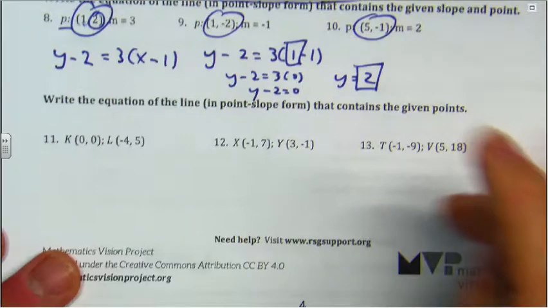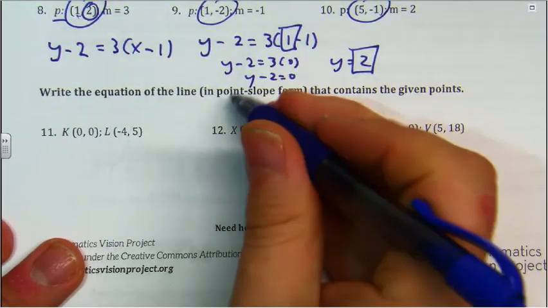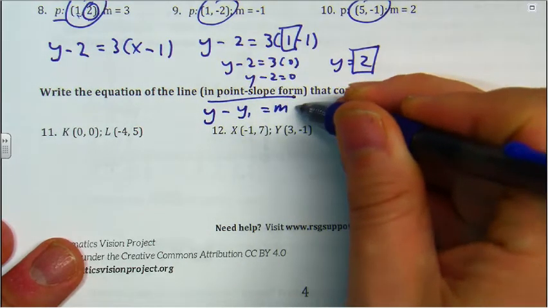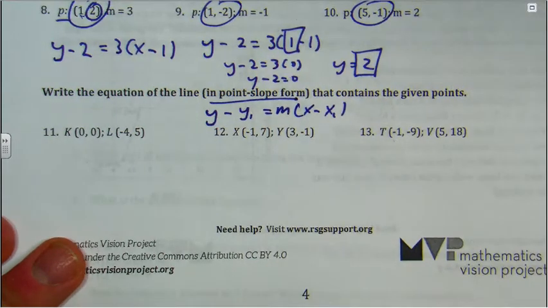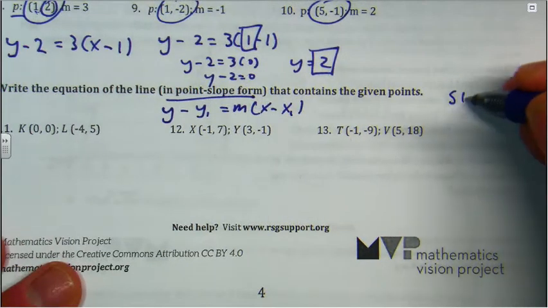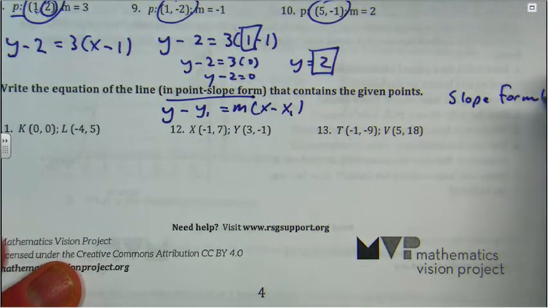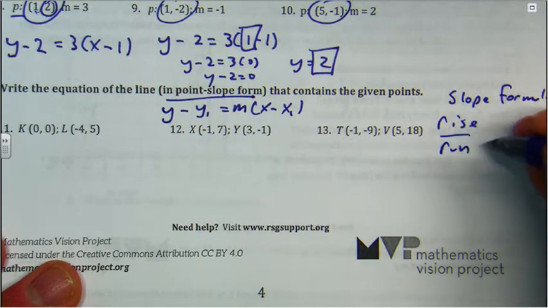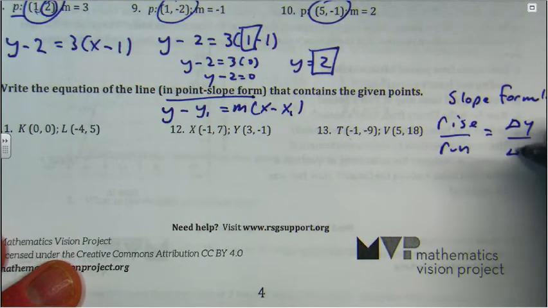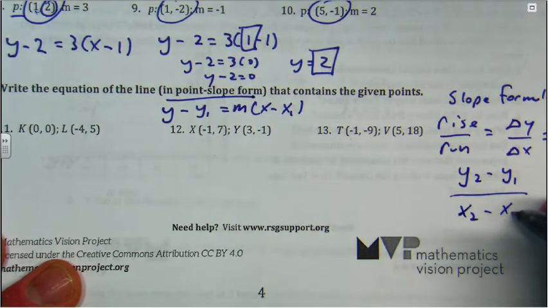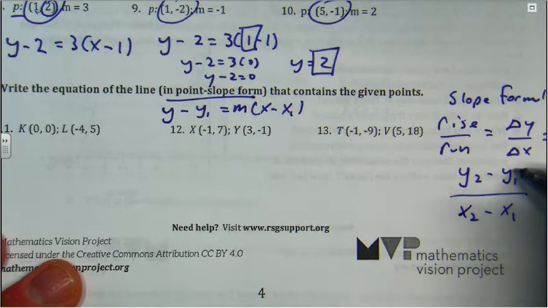For 11, 12, and 13, we get an additional wrinkle in that we're still being asked to write it in point-slope form. But this time it's mean, and it doesn't give us the slope. So that means we have to find the slope using the slope formula. Slope formula. And that's going to be our rise over run, remember? And our rise is our change in y over our change in x, or to put it even more explicitly, y2 minus y1 over x2 minus x1, where this is our second point and this is our first point.